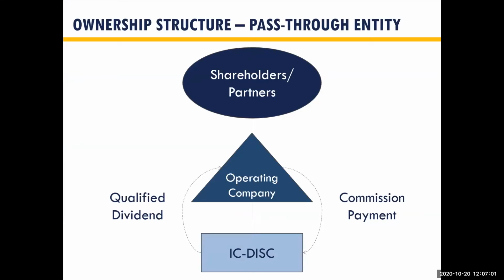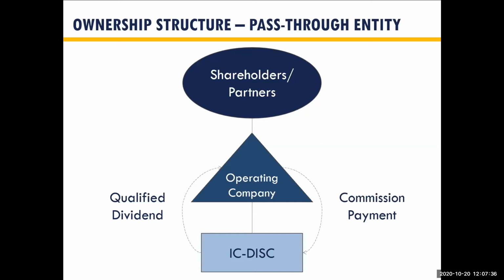So let's look at the examples of the ownership structures. We'll start with the pass-through entity structure. You can see here that the best structure really is to have the IC-DISC as a subsidiary of the operating company. The operating company will pay a commission down to the IC-DISC, and it would take a deduction for that commission payment.